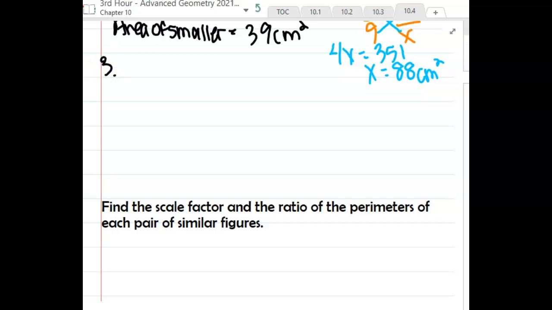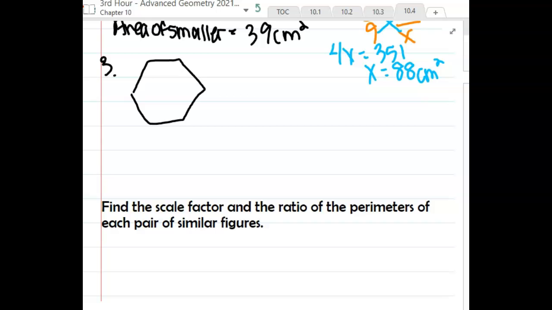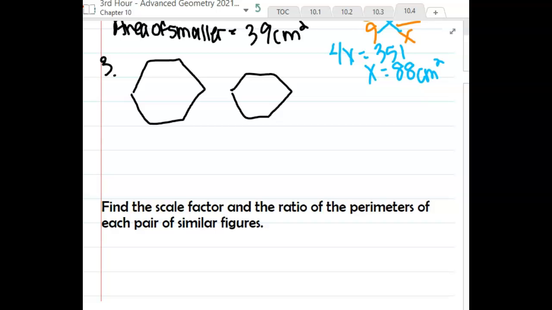Okay, this time we're going to do a hexagon. That wasn't terrible. We'll do the bigger one and then the smaller one. Okay, that was better than my last class that I did. Still not great. That's better.